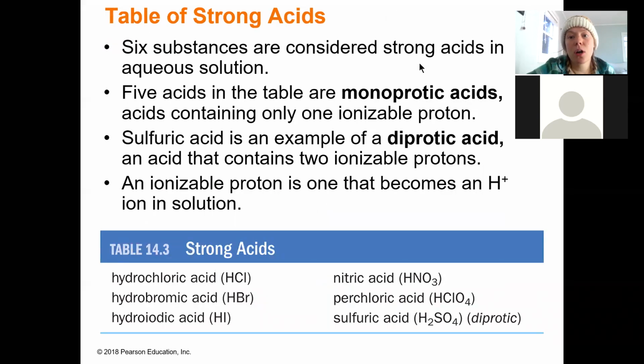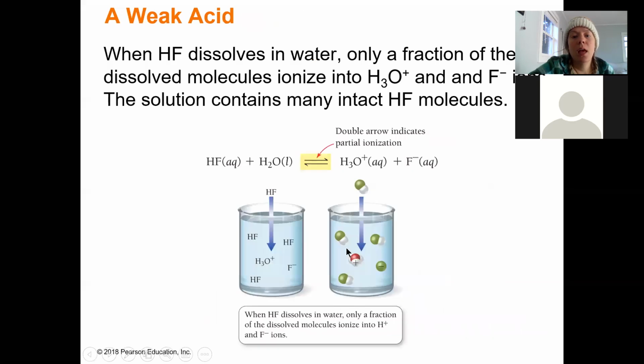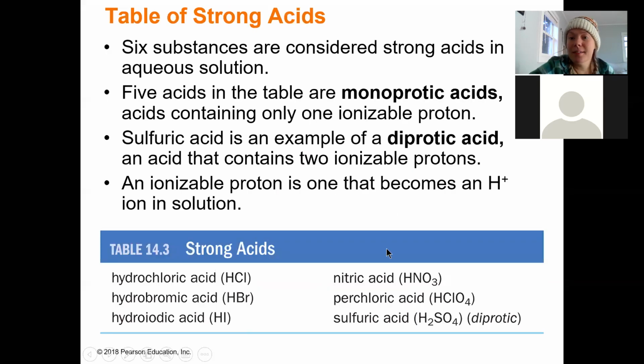Here are the strong acids that we have. There are 6 strong acids. 5 of them are monoprotic, so hydrochloric, hydrobromic, hydroiodic, nitric, and perchloric. They all contain 1 hydrogen. Sulfuric acid, which is also a strong acid, is a diprotic acid. Remember, with diprotics, you remove 1 acid or 1 H at a time. Anything that isn't one of these 6 would be a weak acid. That's how you know weak acids. It's just not one of these. Hydrofluoric acid is not on this list.